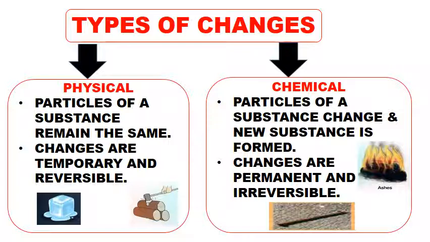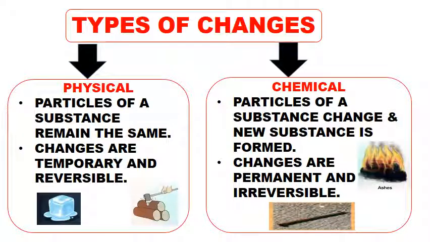Now come to chemical change. When the matter changes altogether to form a new substance, it is called chemical change. It is permanent and cannot be reversed. So we call it irreversible change also.